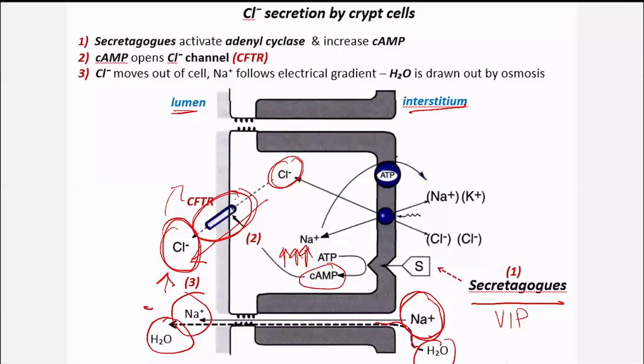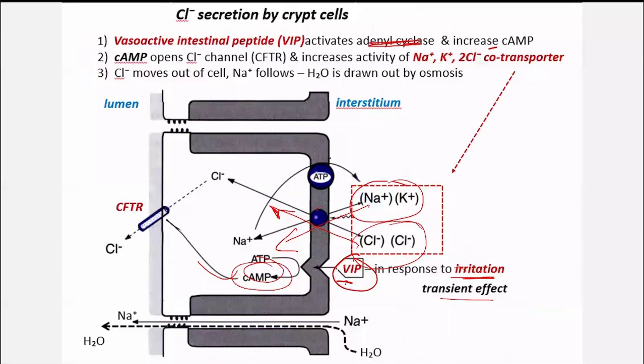Okay, this is the other one. So we said that chloride is going to accumulate in the lumen, right? But then if chloride is going into the lumen, there's going to be less chloride in the cell, and we need to basically have lots of it to maintain the CFTR channel. This is where the sodium potassium 2Cl negative cotransporter comes in, okay?